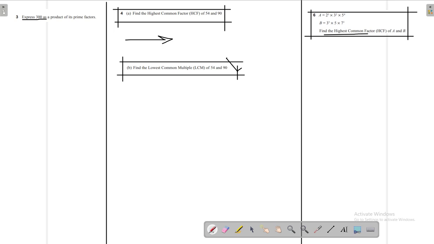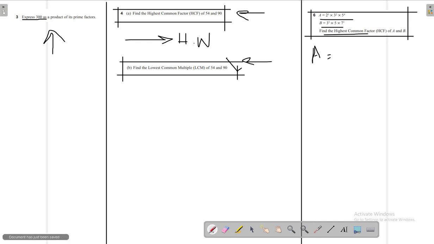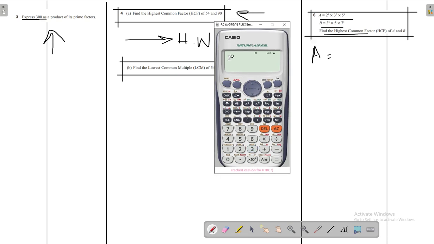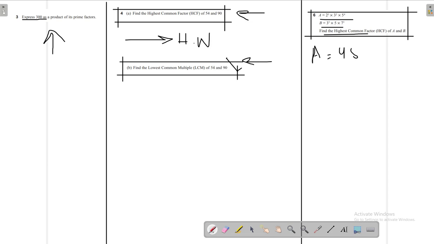So I'm going to repeat the question, these two questions, and this one is part of your homework. This one I'm going to solve in front of you in this video now. So what is A actually? A is given in powered form, so we're going to turn it into a simple form with the help of a calculator. 3 into 3 squared into 5 to the fourth, which is 45,000.